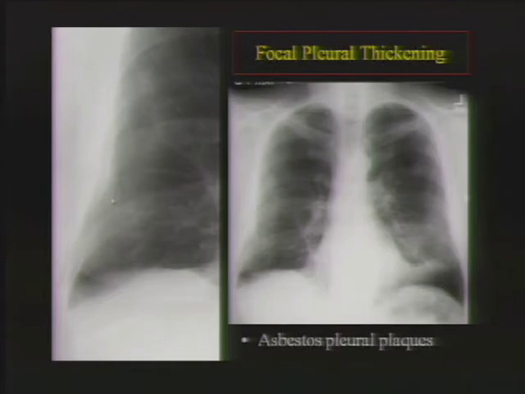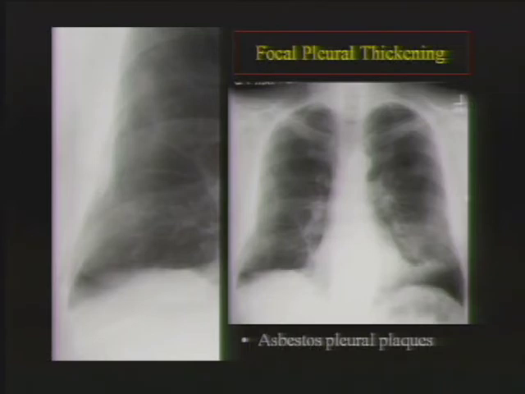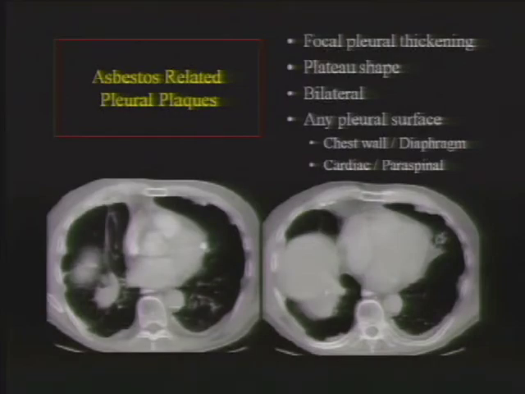Pleural plaques characteristically have this plateau shape. They have a flat superior surface and then sloped sides. And if you see that, this is essentially diagnostic of asbestos-related pleural disease. And pleural plaques are really the only cause of focal pleural thickening that I know of. We can also see asbestos plaques on CT, and again, we see the similar plateau shape to these multiple pleural plaques. So once again, focal pleural thickening, plateau shape, multifocal and bilateral, can involve any of the pleural surfaces, and that is very characteristic of asbestos-related pleural plaques.